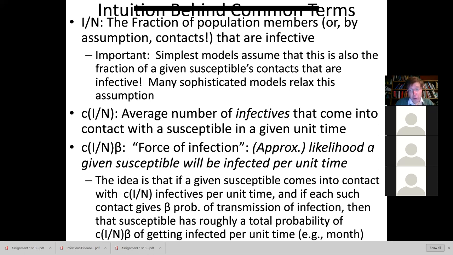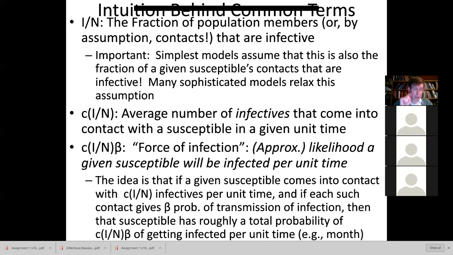Now, each of those contacts we treat as conferring an independent chance of infection of beta. So maybe it's a 1% chance per contact. I'm standing in line at Tim Hortons next to someone, or maybe I unwisely go to a gym and mix with people, each of them nearby me on the treadmill. I have a 1% chance of getting infection from each of them.